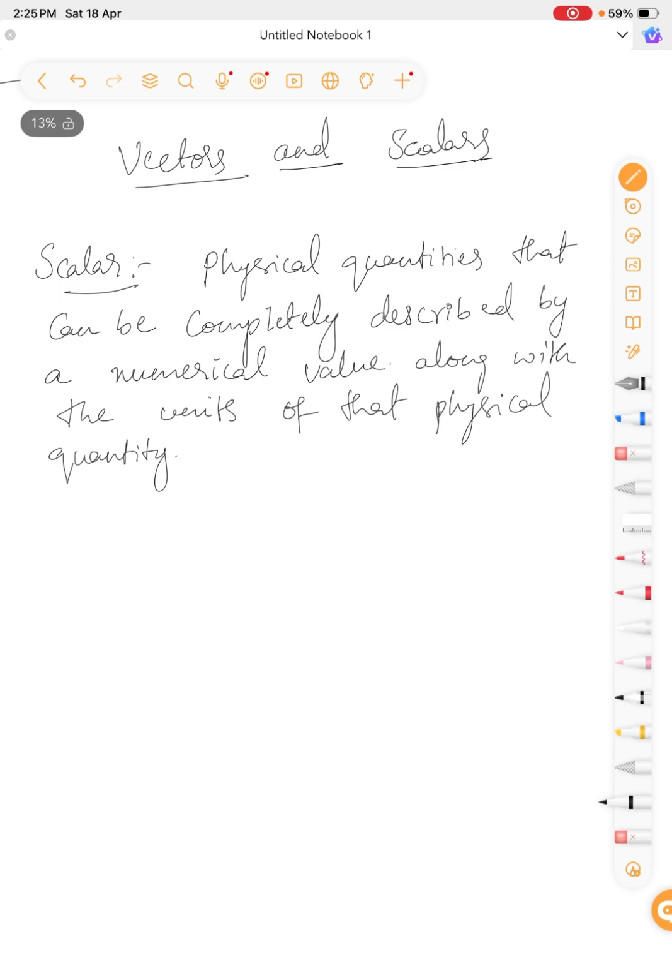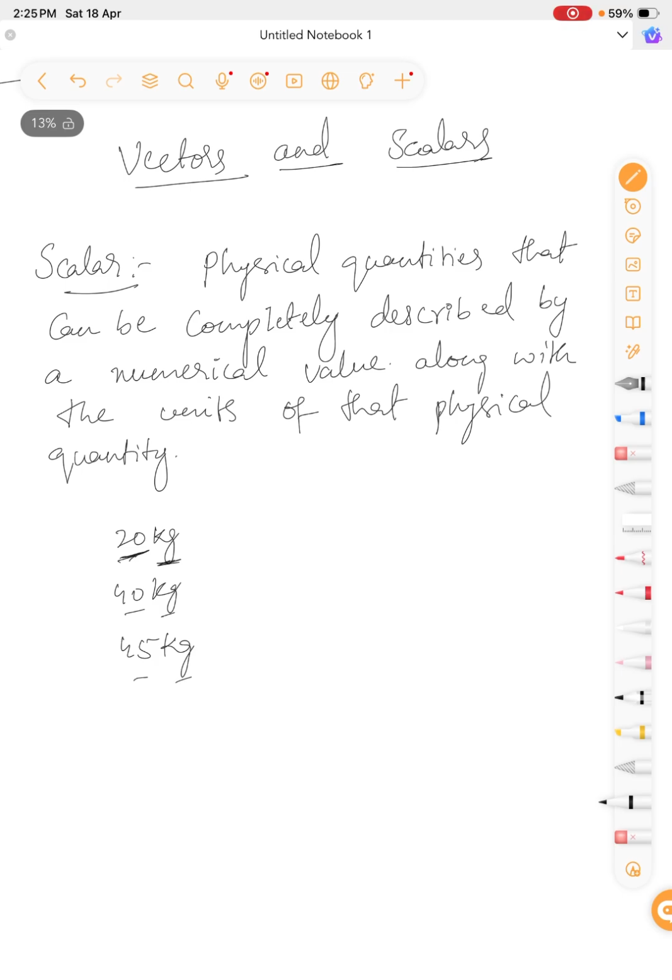For example, if I am asking your mass, what is your mass? You will simply say, for example, 20 kg or 40 kg or 45 kg. So here, to describe your mass, you need a number and a unit.